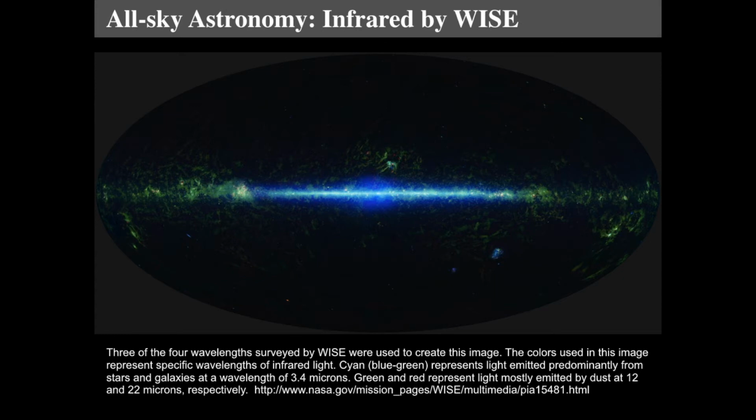The deep green will be dust and gas, mostly dust. So the green and red will be dusty emissions. We can see that the blue, which goes in the center, since that's starlight or galaxy light, is very tightly confined into the disk of the Milky Way.